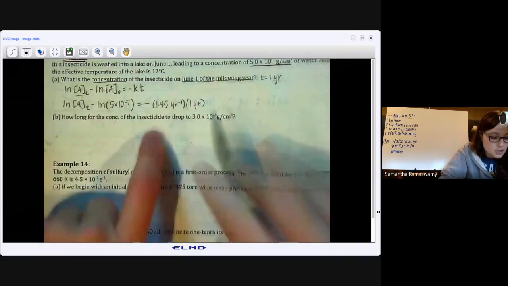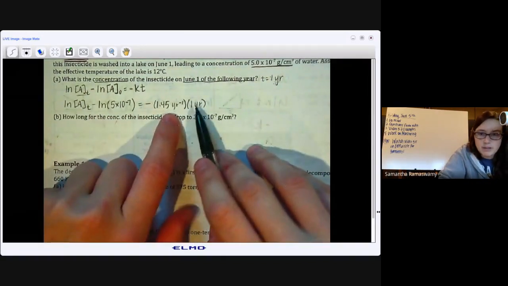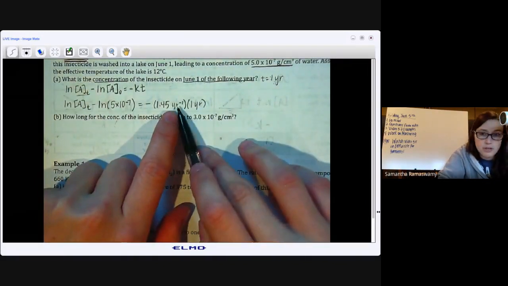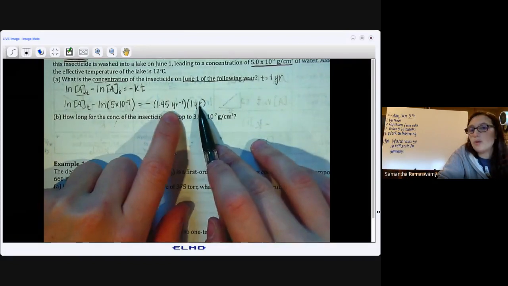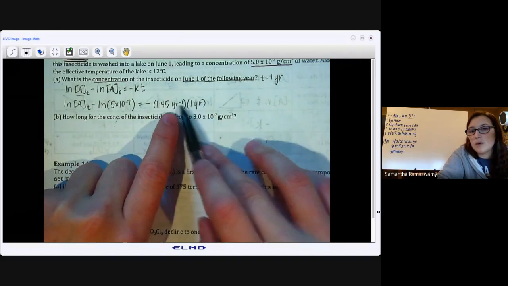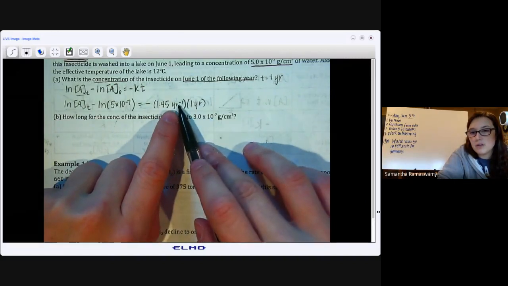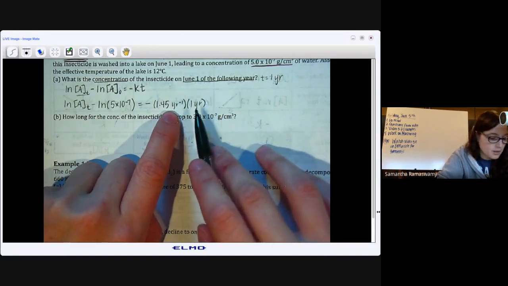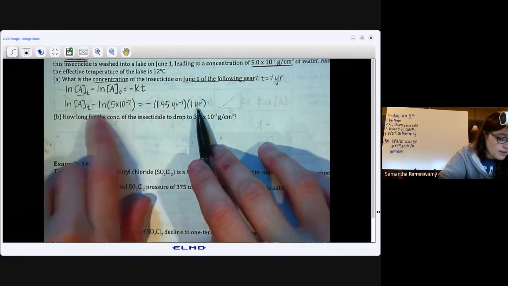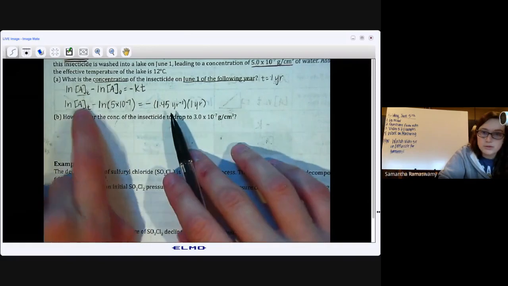Now you need to make sure when you're plugging things into your integrated rate law that whatever the units of your rate constant are, your units of time match up with that so that they cancel. Per year means 1 over year. So per year times year will cancel out. That's what you want. So now I have everything that I need to solve.